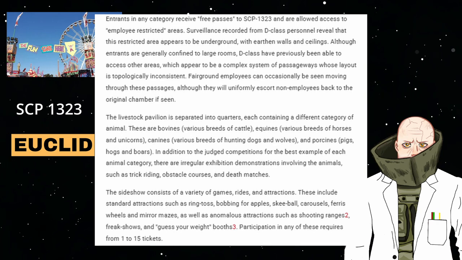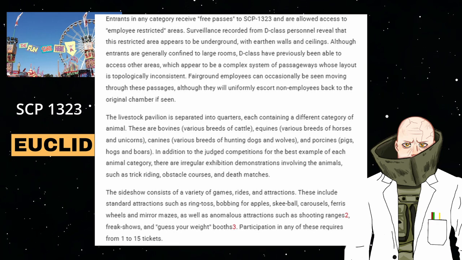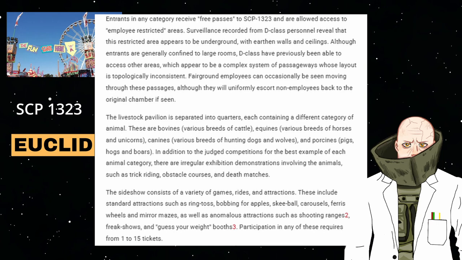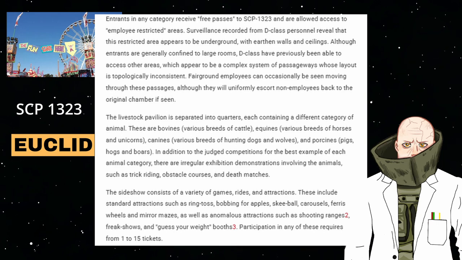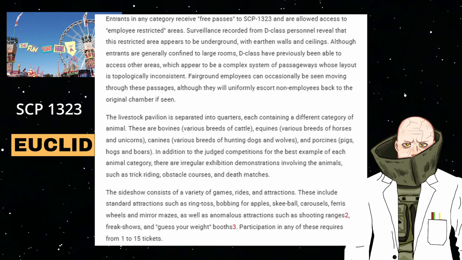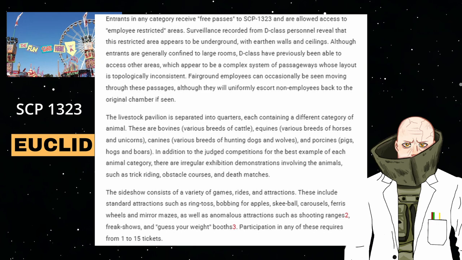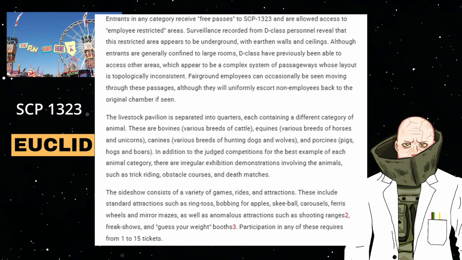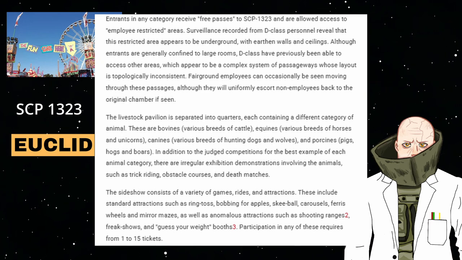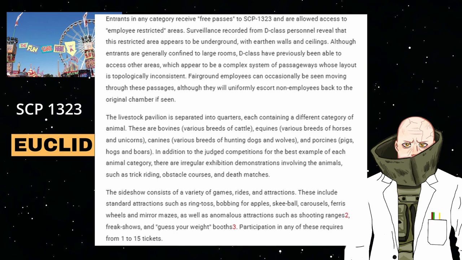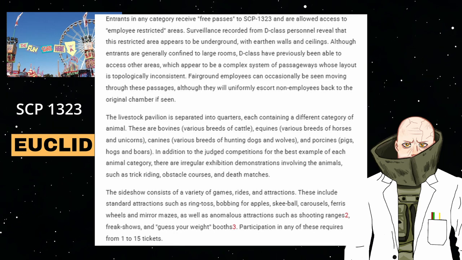The sideshow consists of a variety of games, rides, and attractions. These include standard attractions such as ring toss, bobbing for apples, skee ball, carousels, Ferris wheels, and mirror mazes, as well as anomalous attractions such as shooting ranges, freak shows, and guess your weight booths. Participation in any of these requires from 1 to 15 tickets.